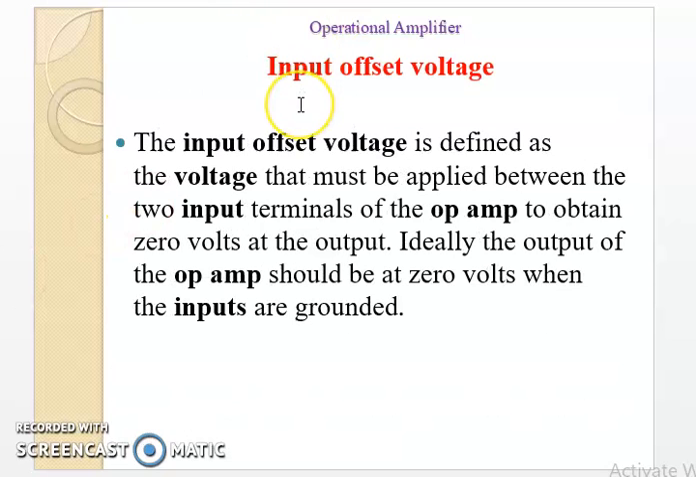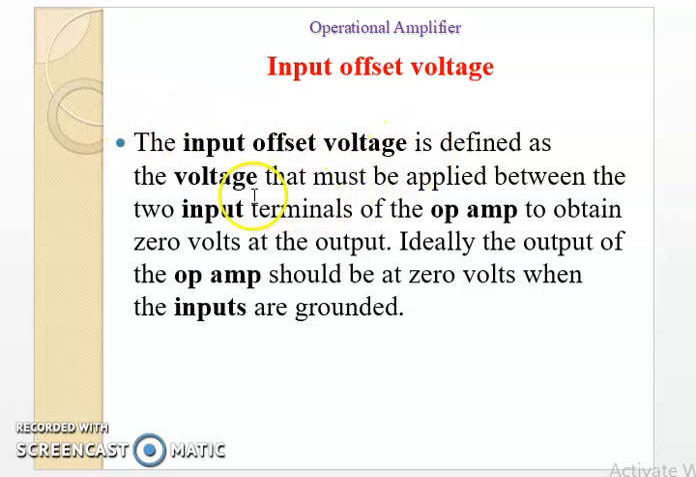Now, one more concept in the operational amplifier is input offset voltage. What is input offset voltage? We have seen that there are two inputs, V1 and V2. One is inverting and the other is non-inverting. Then what is input offset voltage? This concept is very important.